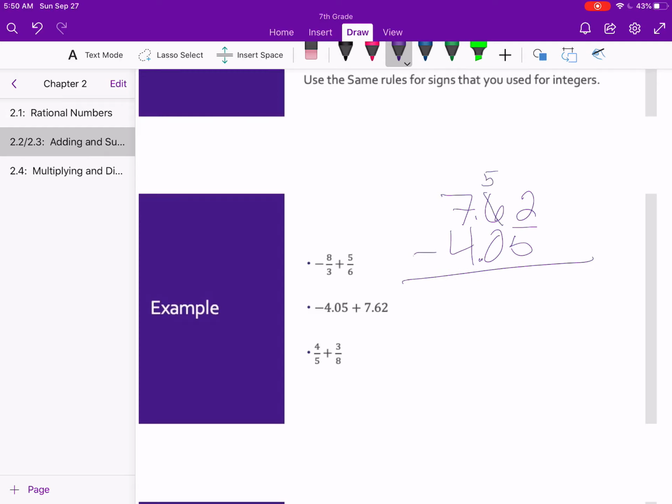We're going to borrow to subtract, bring down the decimal, and there we go. Our answer is going to be positive 3.57.